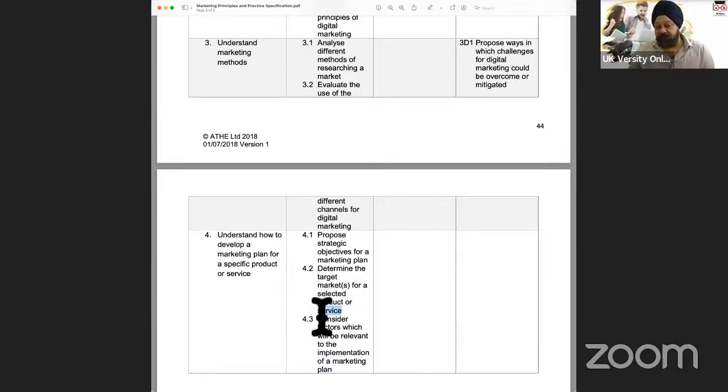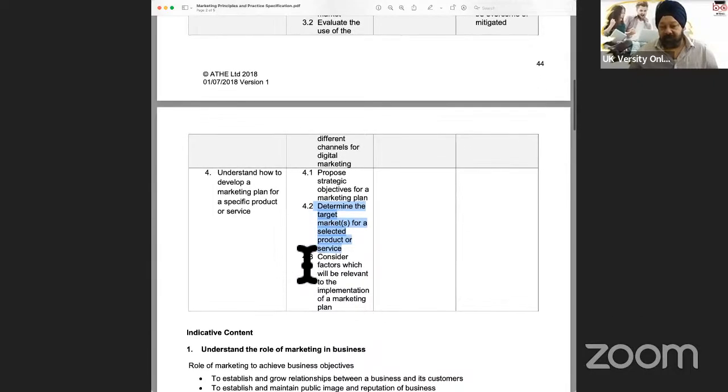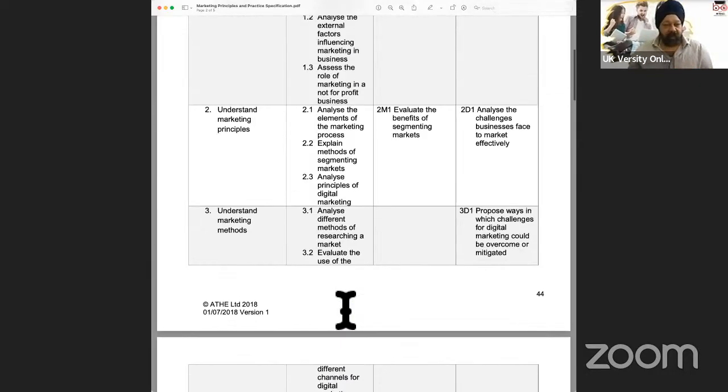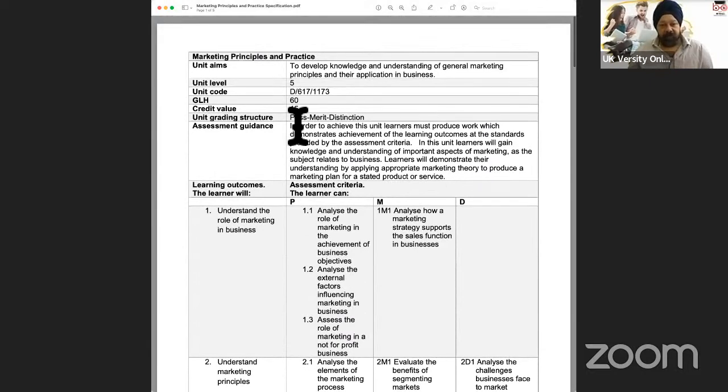That would be a service. So we'll need to look at going into specifics of a particular product and then a particular service and create a marketing plan around it. And what we're going to do is implement that marketing plan to be able to show what we have learned by reading through this unit. So all in all, a graded unit where we can achieve pass, merit, and distinction.